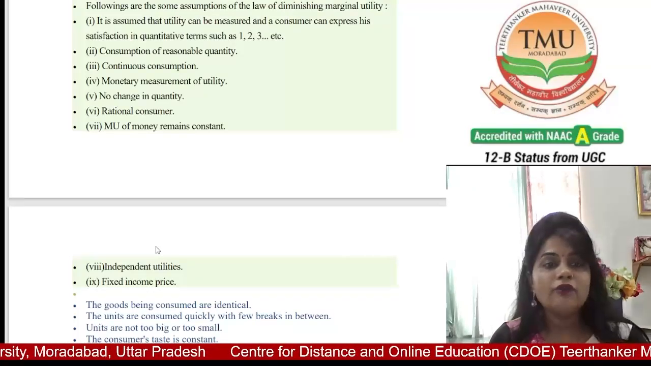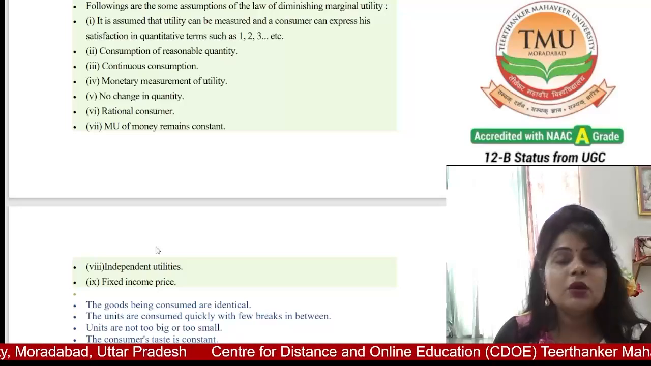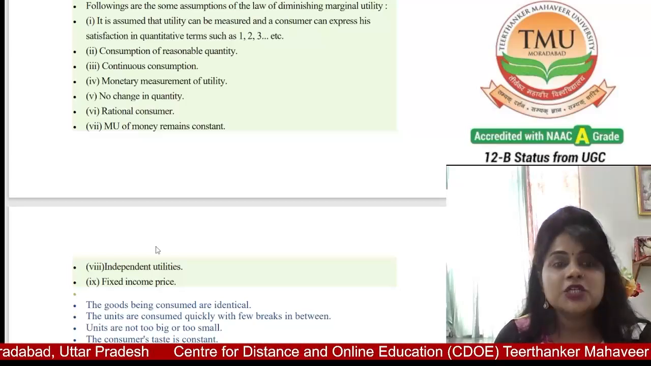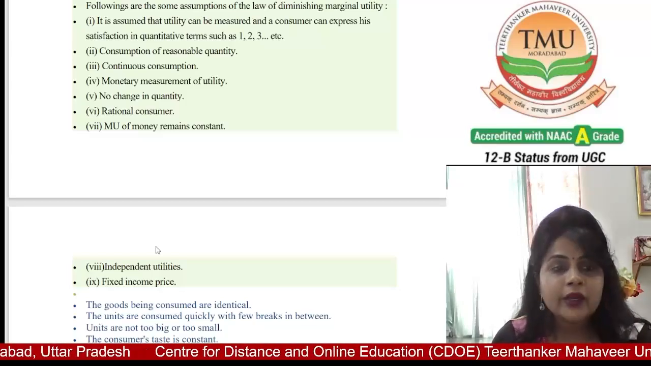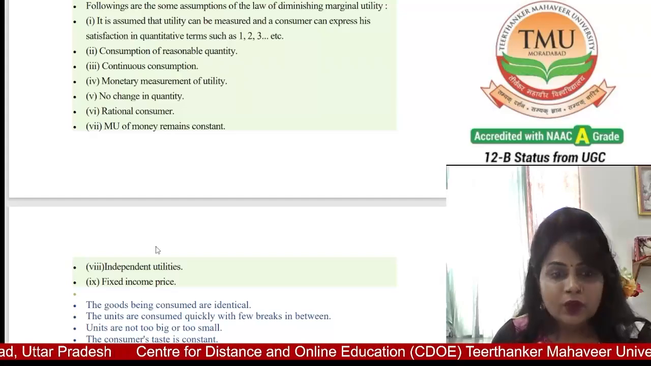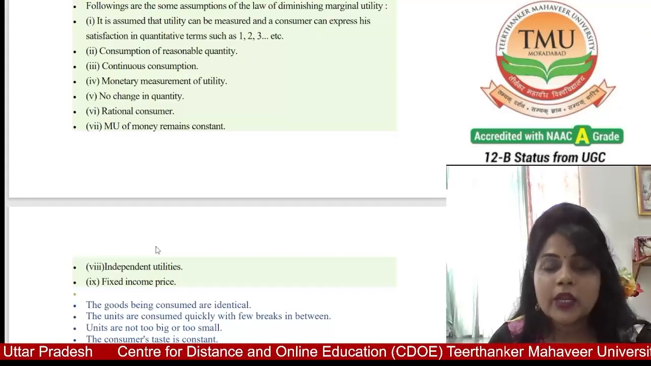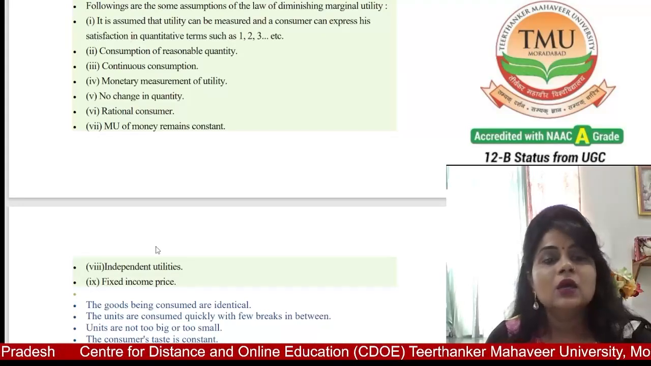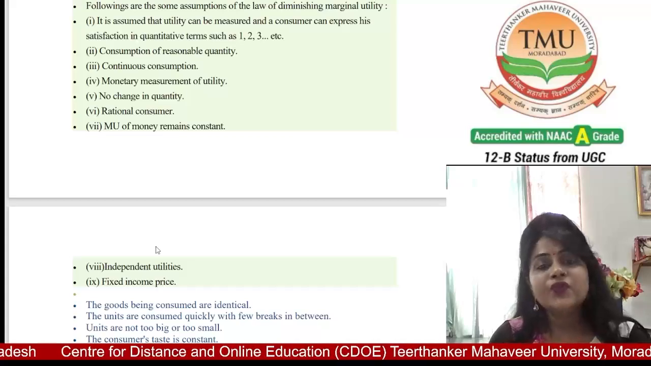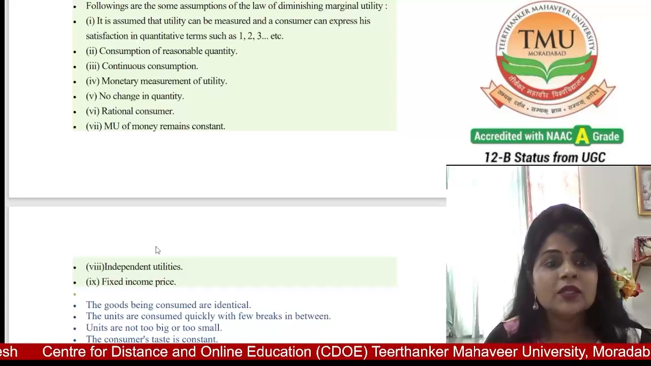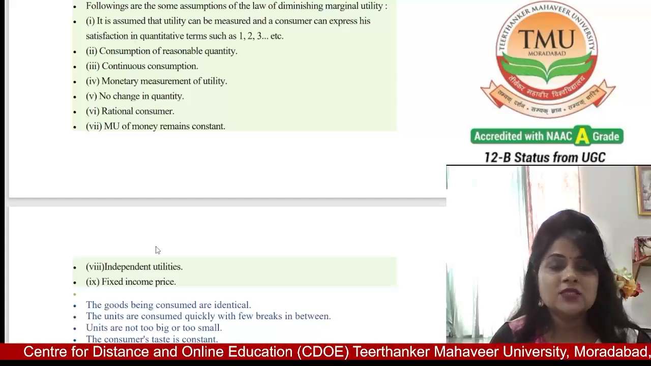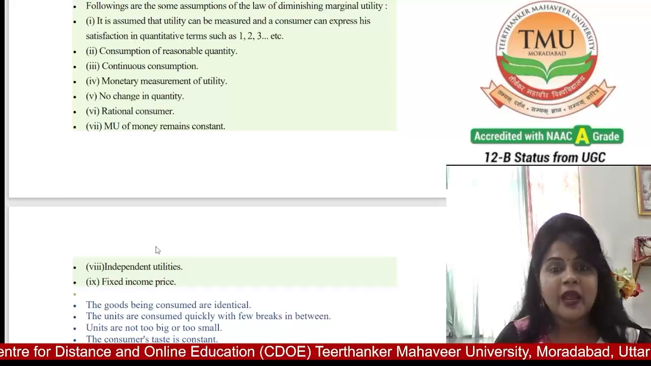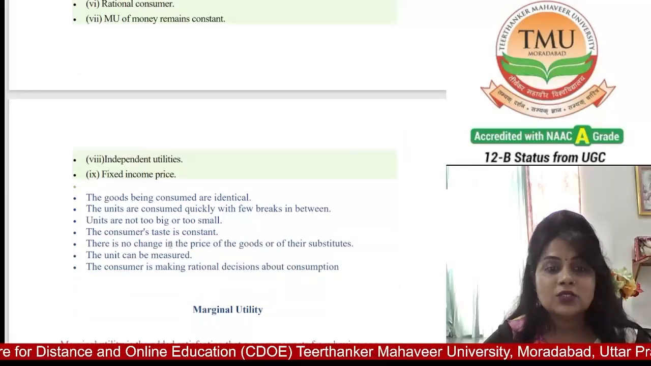Next, independent utilities. All of the commodities a consumer consumes are assumed to be independent. Hence, there is no relationship between the MU of one commodity and the MU of another. Furthermore, it is assumed that the utility of one person is not affected by the utility of another person. Next, fixed income and price. It is assumed that the consumer's income and the price of the goods they want to purchase remain constant. There should be no changes in the prices and the income of the consumer.